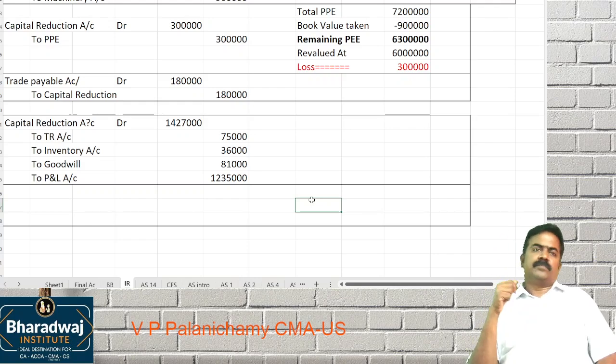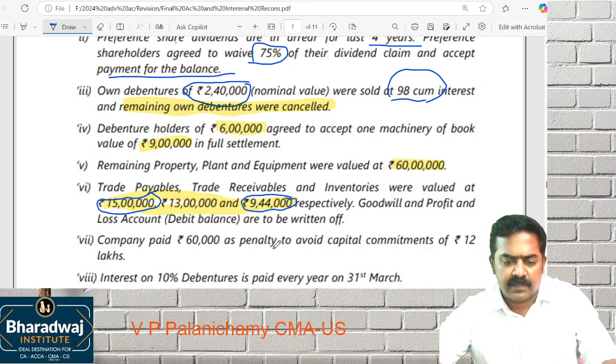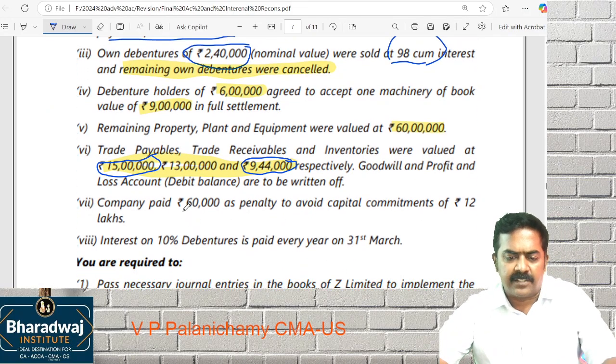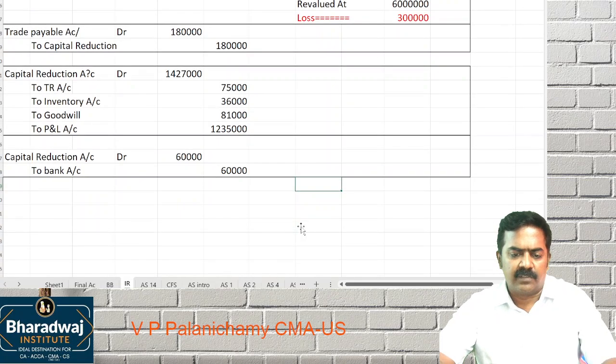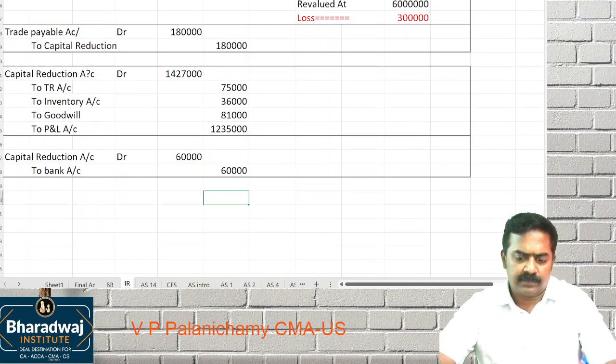Is it over? What is given next? The company paid 60,000 as penalty to avoid a capital commitment of 12 lakhs. Are you paying 12 lakhs or just 60,000? 60,000. Capital reduction account debit, to bank. Whatever is paid on an unrecorded liability is a loss for us.